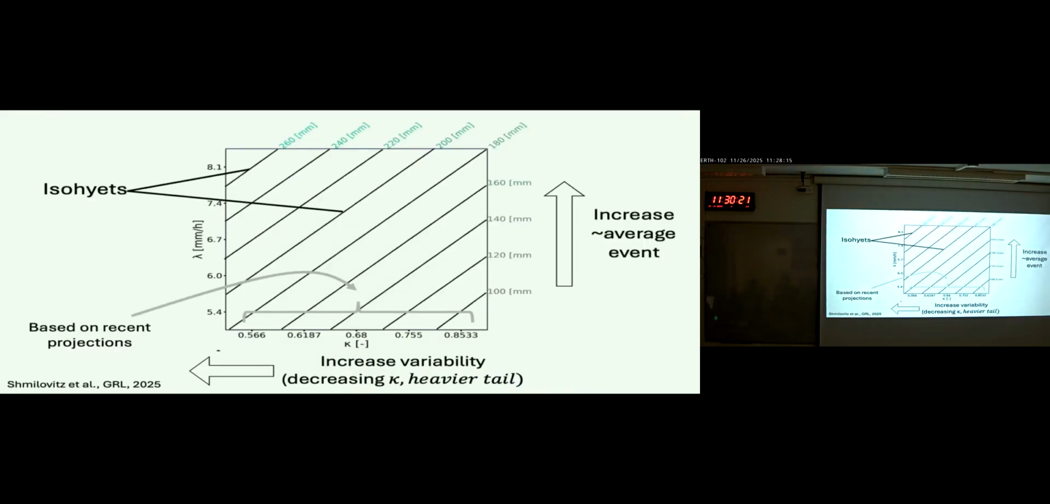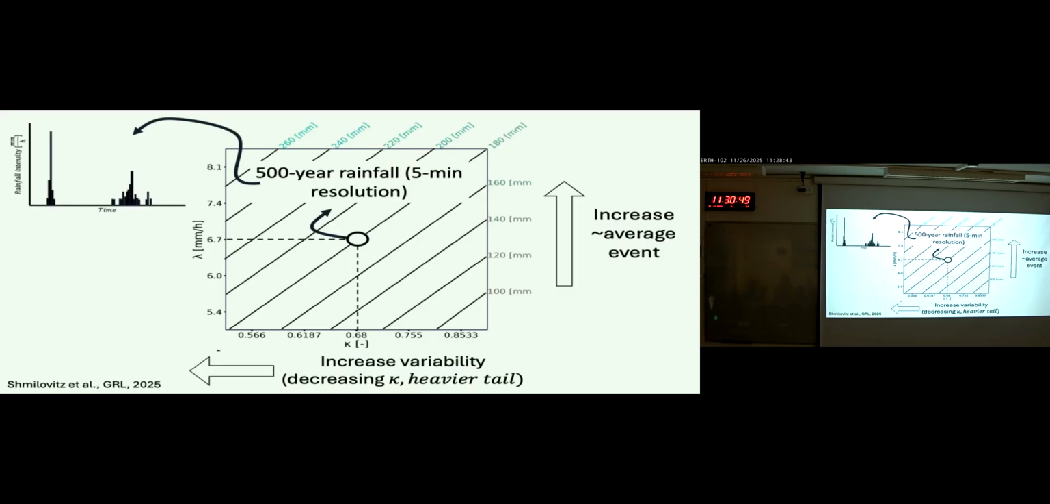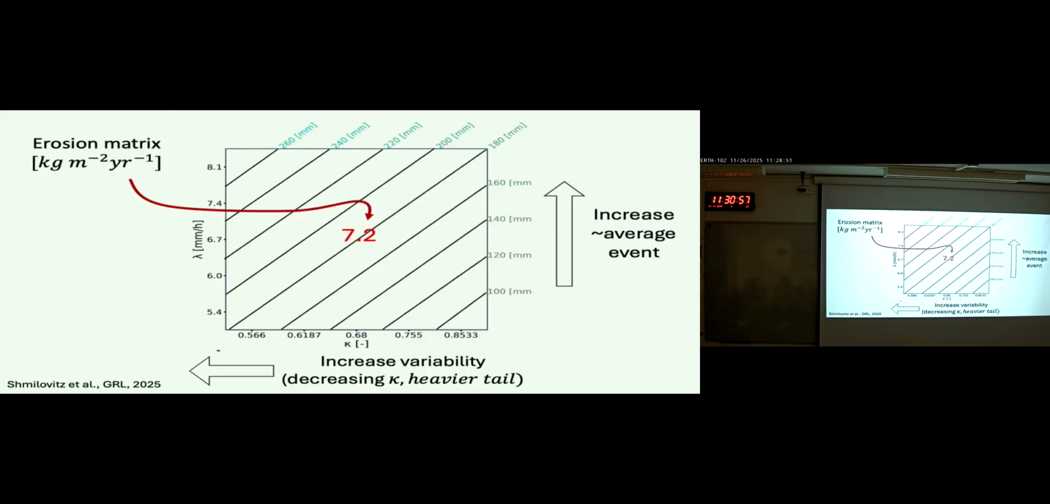I want to show you one kind of global climate change analysis that explores a parameter space of both lambda and kappa, the two parameters that describe the rainfall distribution. And the idea is that I create this parameter space in a way that I can plot these isohyets. So these are lines that represent various combinations of parameters that all share the same annual rainfall. And then for each combination of parameters, I can generate a long-term time series, separate that into rainstorms, and then project sediment yield.